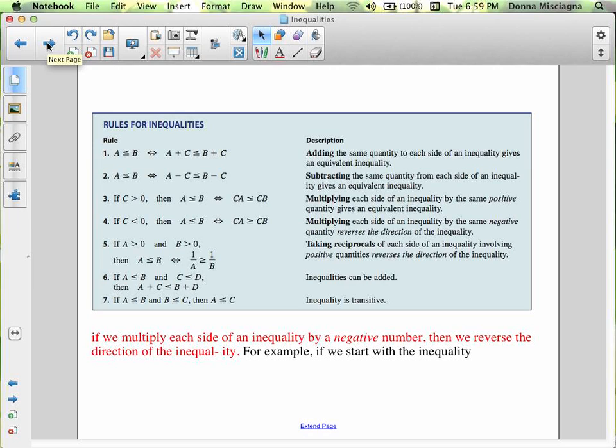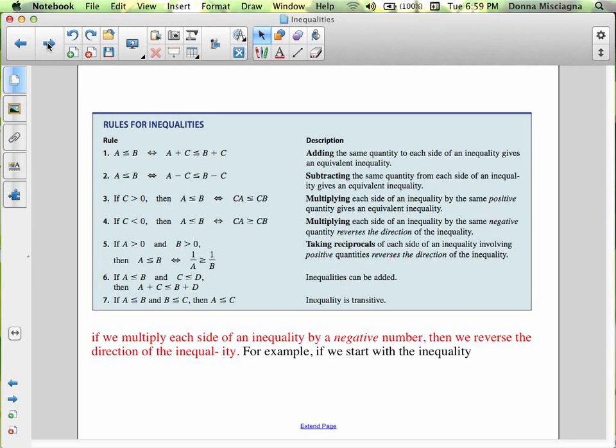So, rules for inequalities. Adding the same quantity to each side of an inequality gives an equivalent inequality. Subtracting the same quantity from each side of an inequality gives an equivalent inequality. So just like when you're solving an equation, if you want to move something from one side to the other, you add the same amount on both sides, or you subtract the same amount on both sides, you can do the same thing with an inequality, no problem.